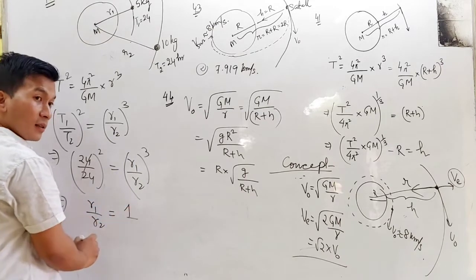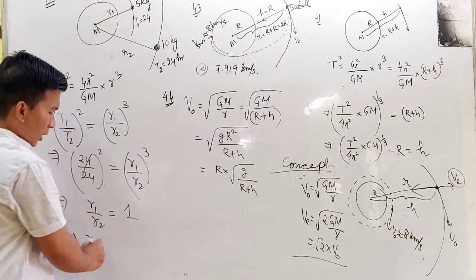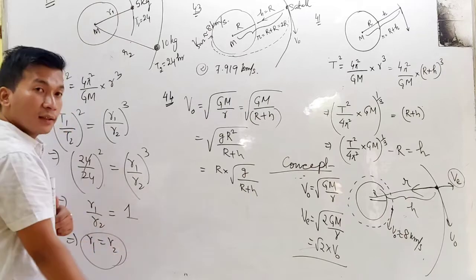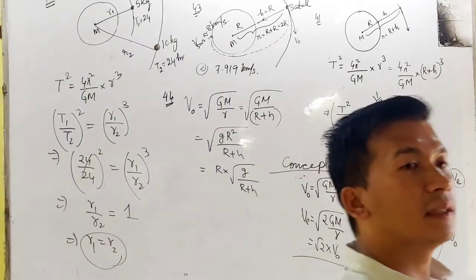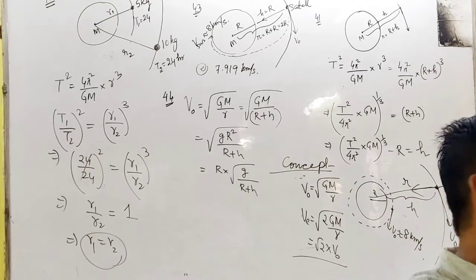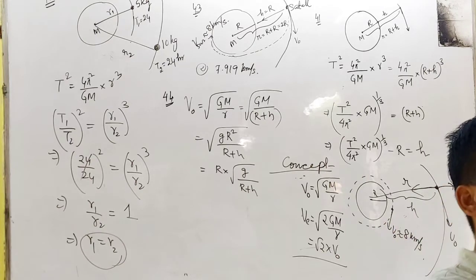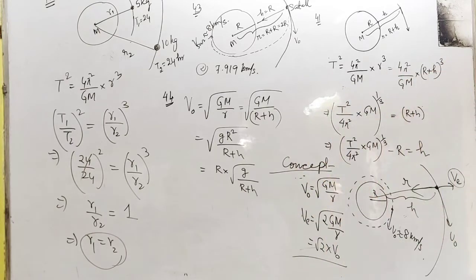What is the meaning of our conclusion? The conclusion is R1 is equal to R2. That means a geostationary satellite will have a fixed orbit. If you know this concept earlier, without any calculation, your answer will be 1:1. You should know this concept: geostationary satellite will be in only one orbit.